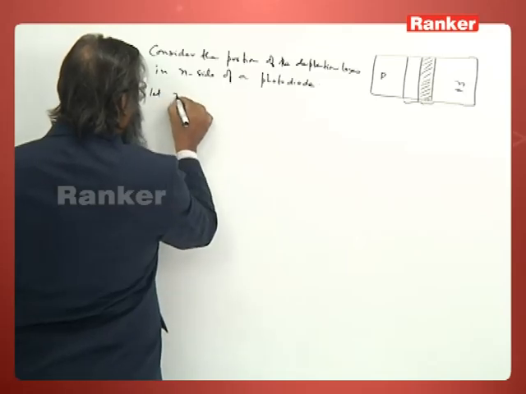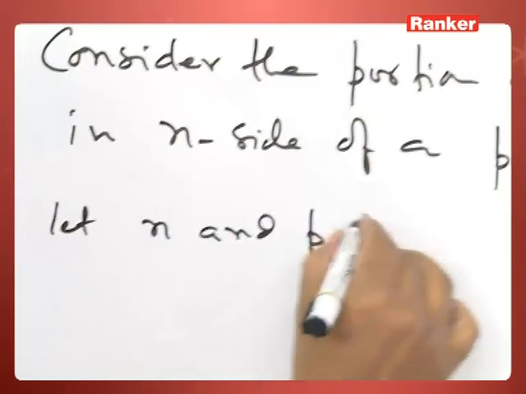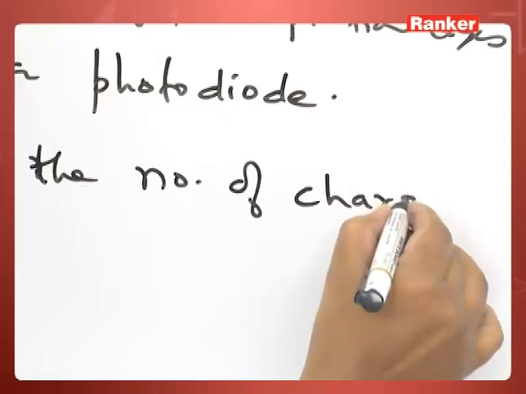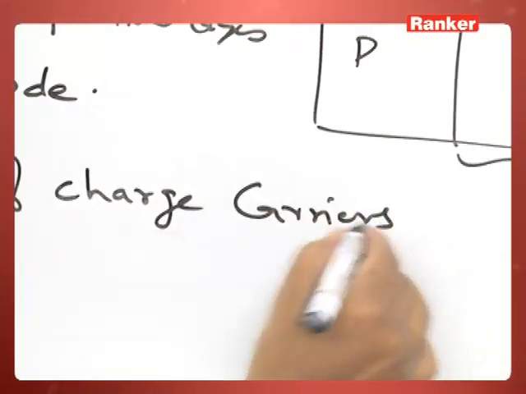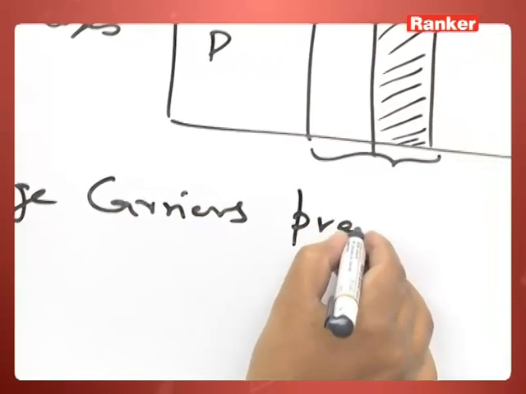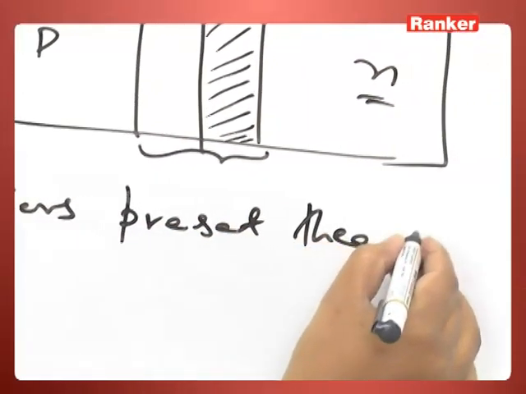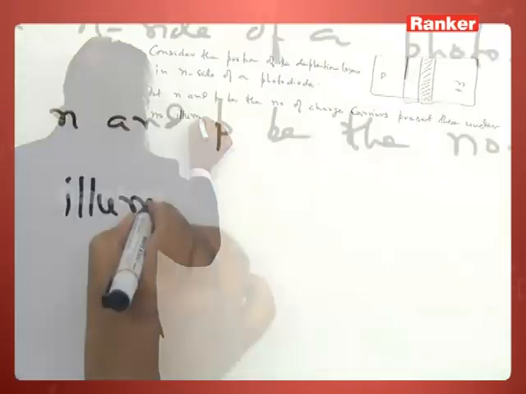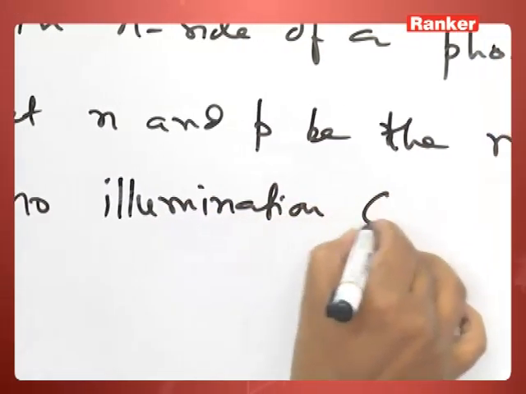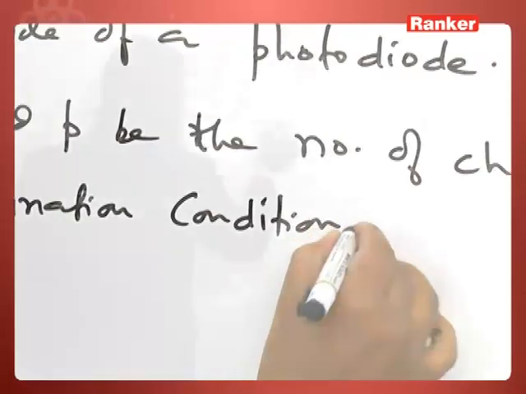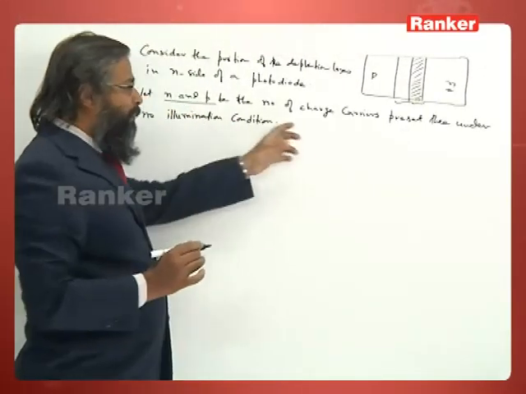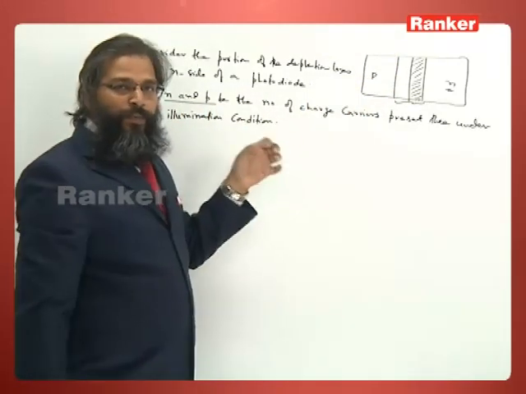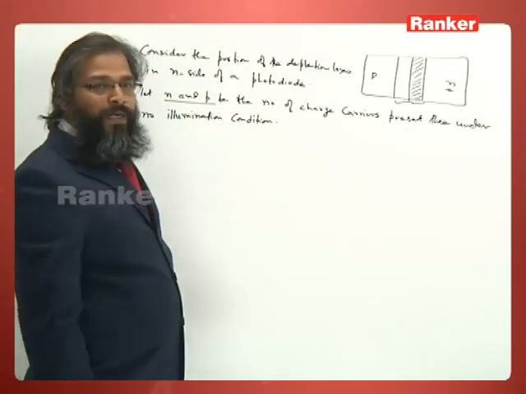Let N and P be the number of charge carriers present there under no illumination condition. You see, the charge carriers are generated by thermal motions also. So, let N and P be the number of charge carriers.